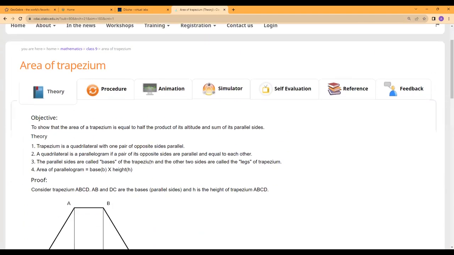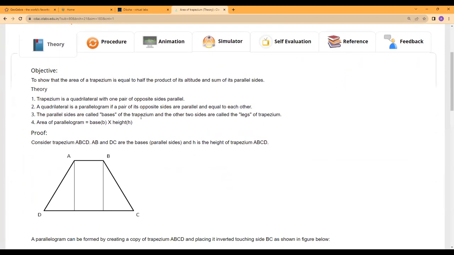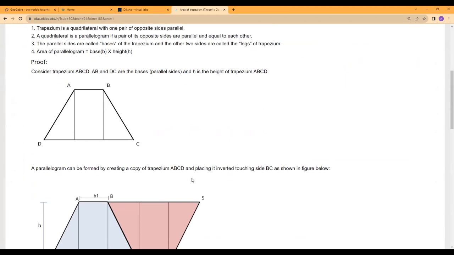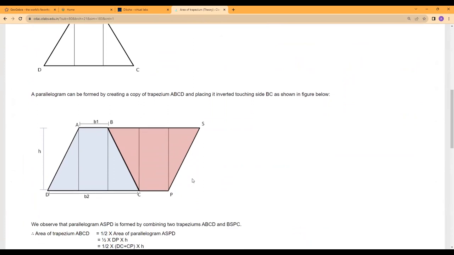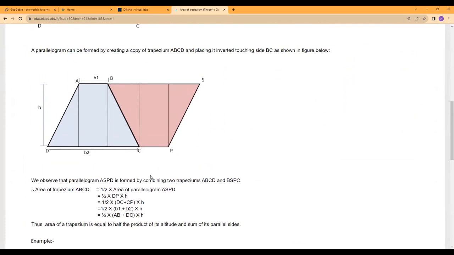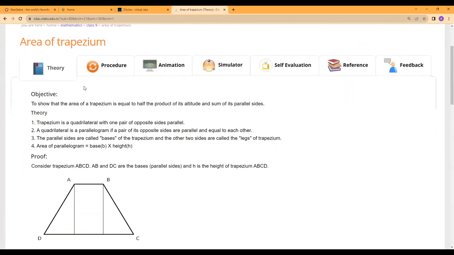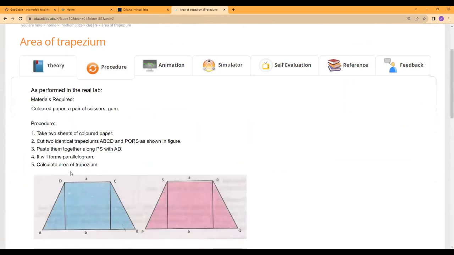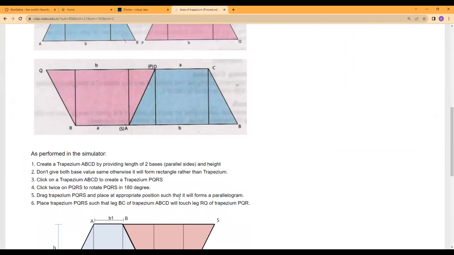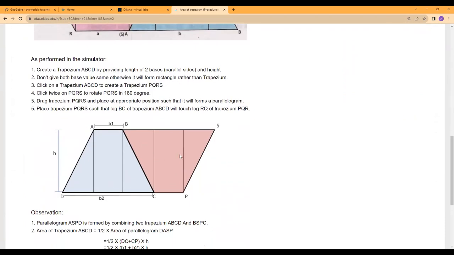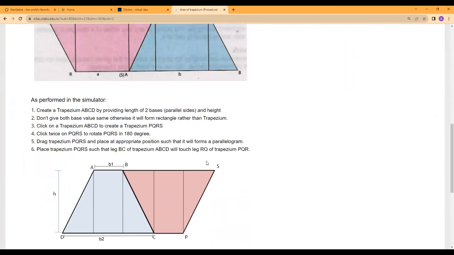We have a theory related to the topic. What is the objective of the topic and the proof of the topic, the proof the student used to do in the classroom. And we have a procedure that a student follows in the classroom for the real lab. And we also have a procedure that the student will follow in the simulation.